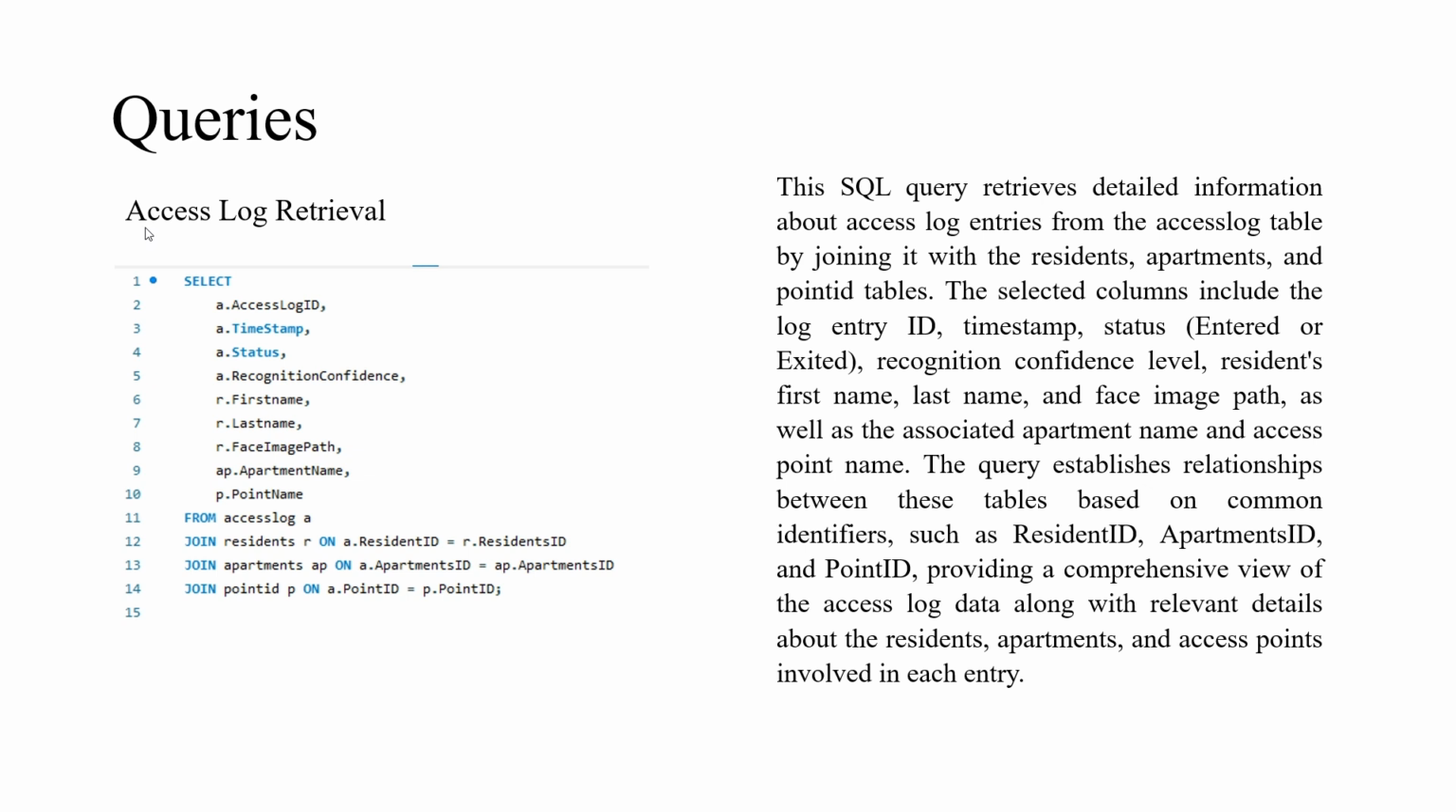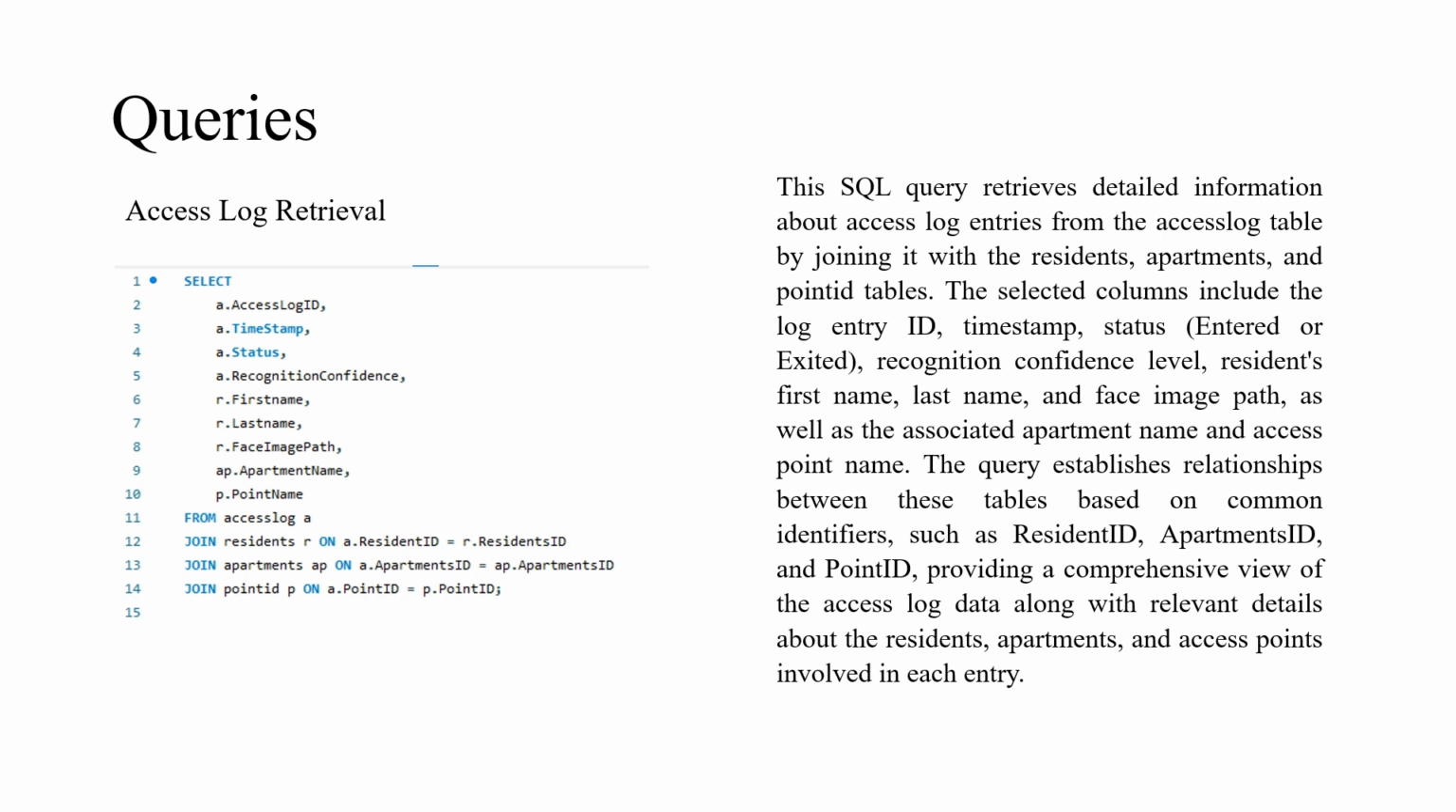Here we have the access log retrieval, where I am selecting access log ID, timestamp, status, and recognition confidence from the access log table, and I am selecting first name, last name, and the face image path from the residence table. And from the apartment table, I'm selecting the apartment name which the resident belongs to, and the point name, from which point he has entered specifically. So using this, we will be getting the details of who has entered the apartments, where he has entered, who the resident is, and which apartment he belongs to.